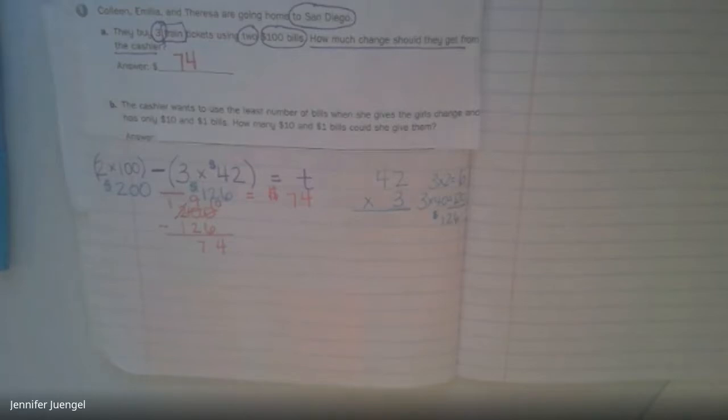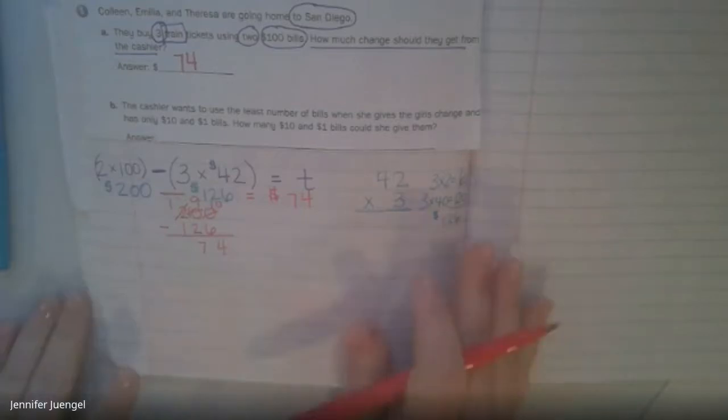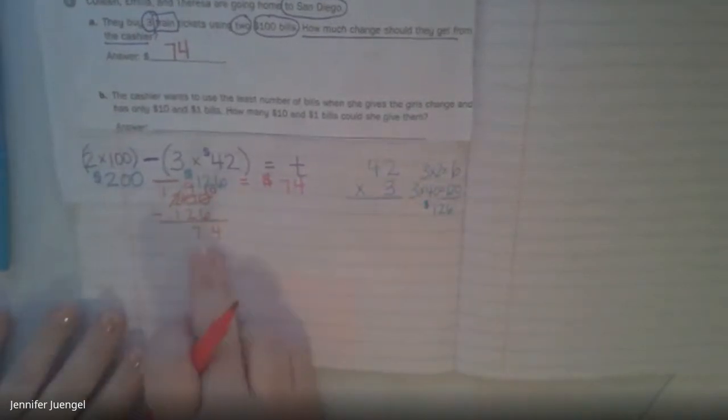Now, if the cashier had lots of money in her drawer, she could, of course, give them a $50 bill maybe for their change, right? Because she'd have all kinds of bills in her drawer. But she's only got $10 bills and she's only got $1 bills. That's all she has. So we've got to think about how she can do this. So the fastest way to do this is to work backward, right? And the fastest way to do that is division.